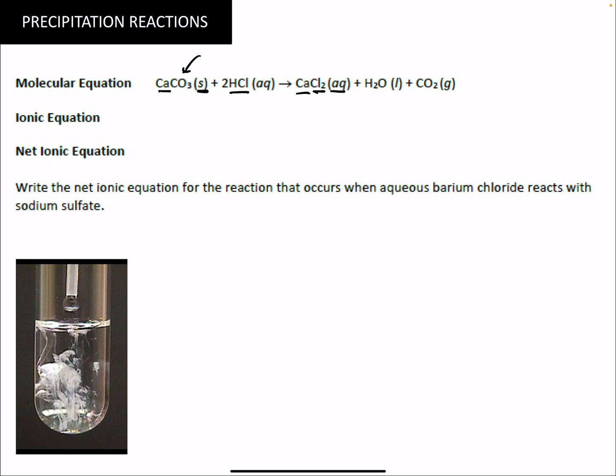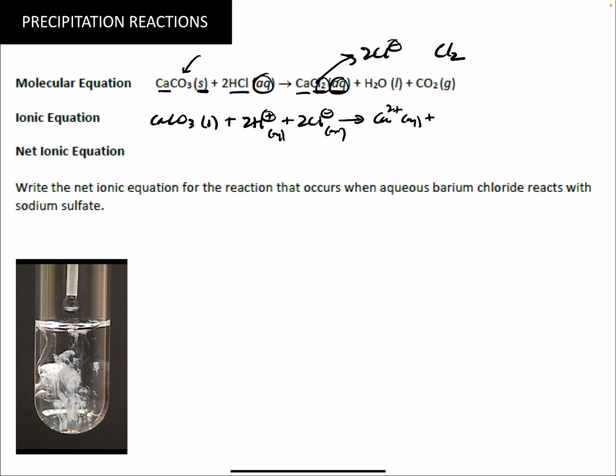All right, so the ionic equation, what do? Right, anything that's aqueous, we split into its ions. So calcium carbonate is not aqueous, so we write it exactly the same. This means 2 H pluses and 2 Cl minuses. It gives me calcium 2 plus. Whoops, I didn't write aqueous these times. Aqueous plus, now this 2 means 2 chlorides, right? It doesn't mean Cl2. So remember, 2 Cl minuses plus H2O liquid, it doesn't change, plus CO2 gas.